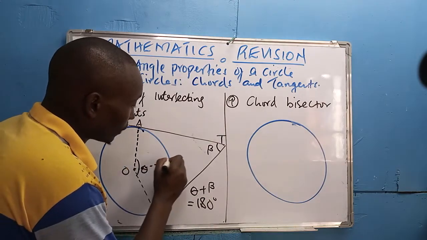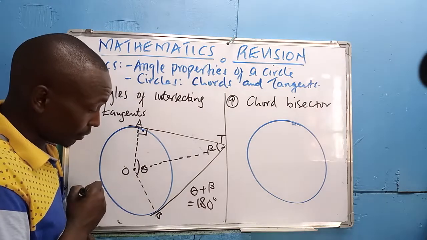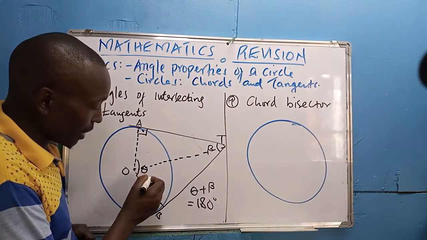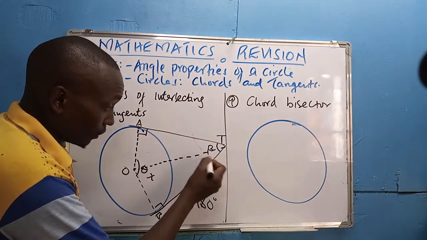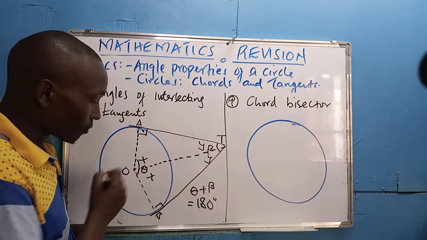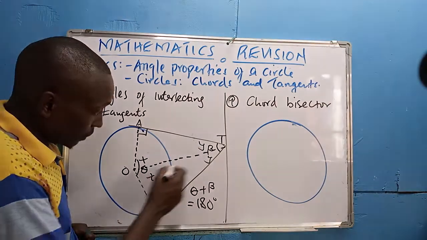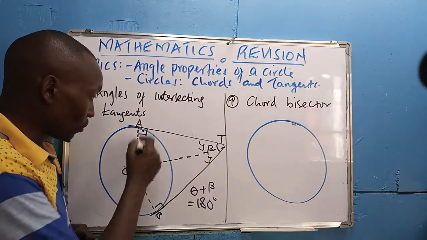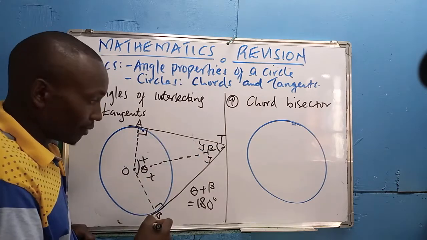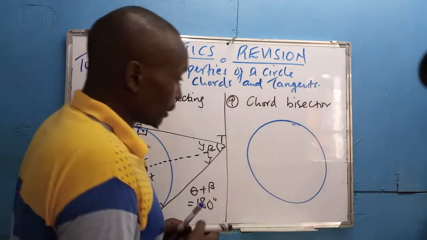For instance, if I join this one, this is 90 degrees, and this one is 90 degrees. So whatever the angle is here, if I have this angle as y, automatically this will be y and this will be x. These two, x and y, add up to 90. That tells you the angle AOB and angle ATB add up to 180. That is, they're supplementary.